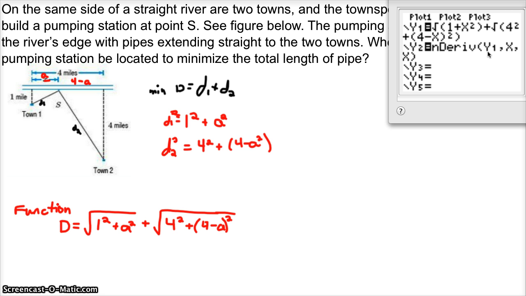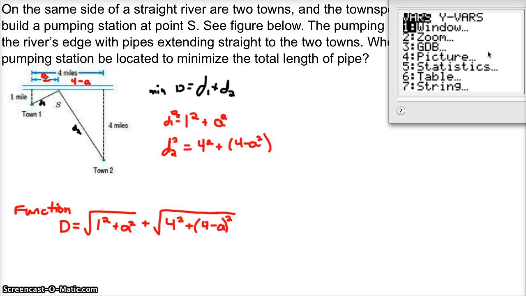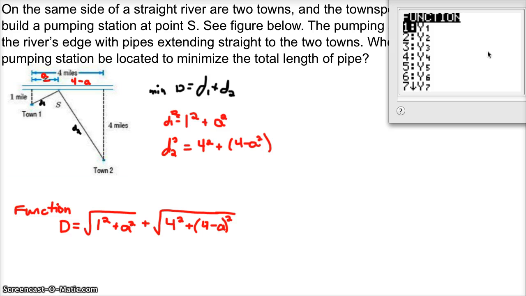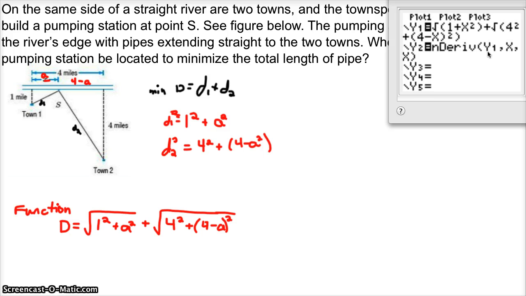You're going to hit the VARS button, which is next to the clear, right below the arrow. Scoot over to Y-VARS, and you want to do a function. In my case, I'm then going to choose Y1. So when we go to the solver, it's going to be the same for both.